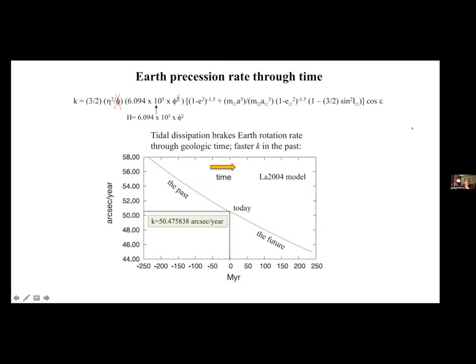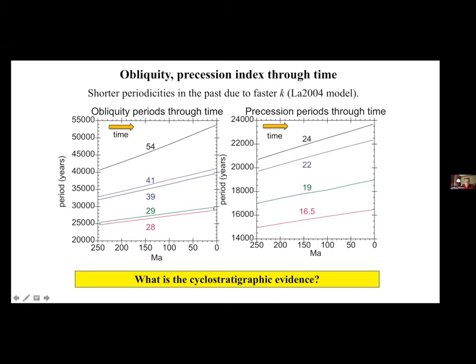I do want to say that because the Earth's rotation rate is decreasing towards the present, that means that the precession rate is decreasing towards the present. So this is Jacques' model using present day conditions to extrapolate back into the past. And so for the past 250 million years, this is today, where we have a precession rate of about 50.5. And this means that over time, if you start from today, these are our well-known periods for the obliquity. This is the main obliquity. And it decreases back through geologic time. The 41 goes down to about 33,000 years is predicted at 250 million years ago.